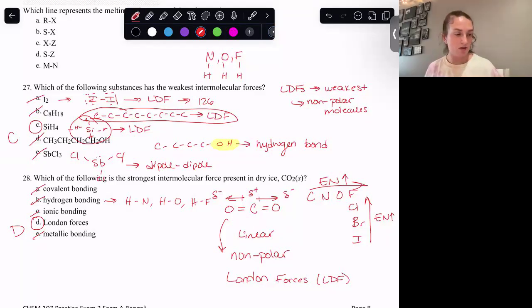Does that make sense? And does that help? Who asked that? Right, so the smaller the molecule, the weaker the intermolecular forces. Yep, are there any other questions on 27?